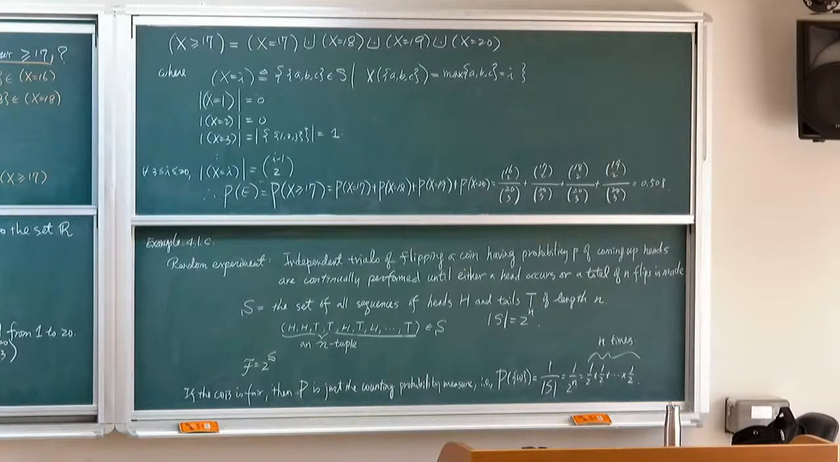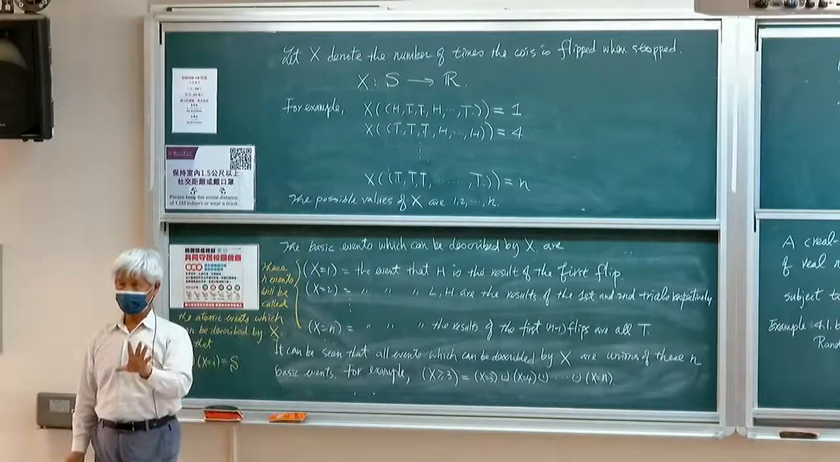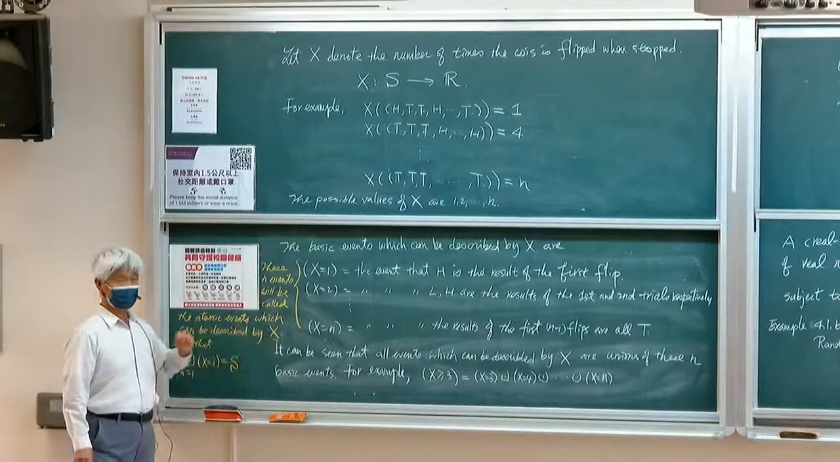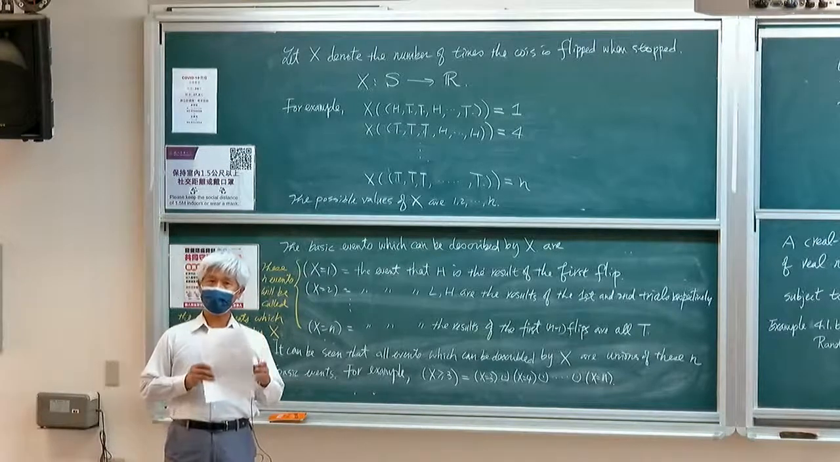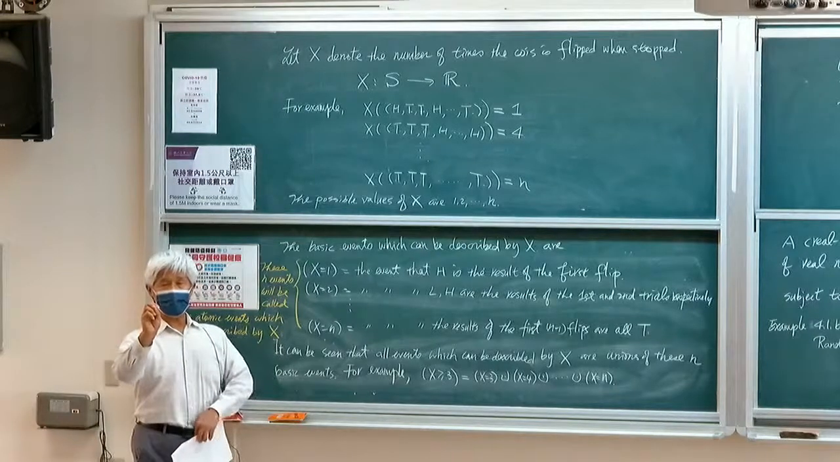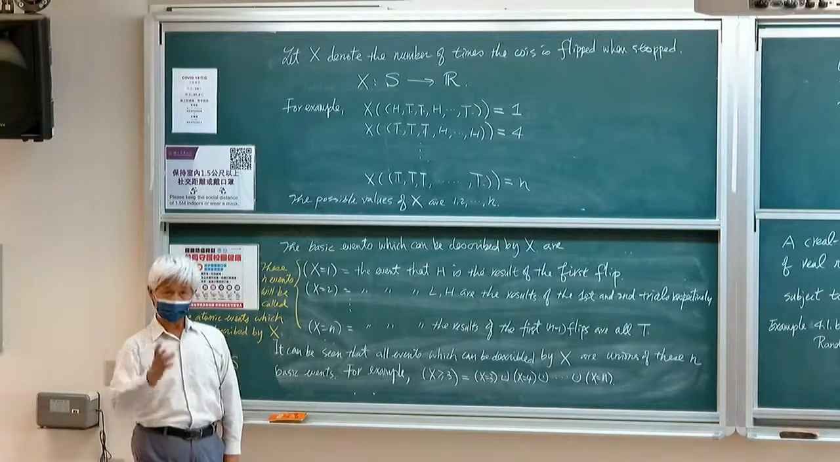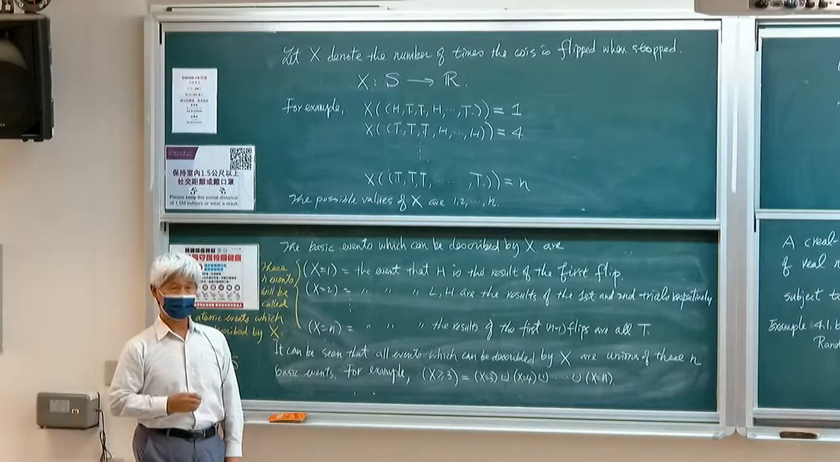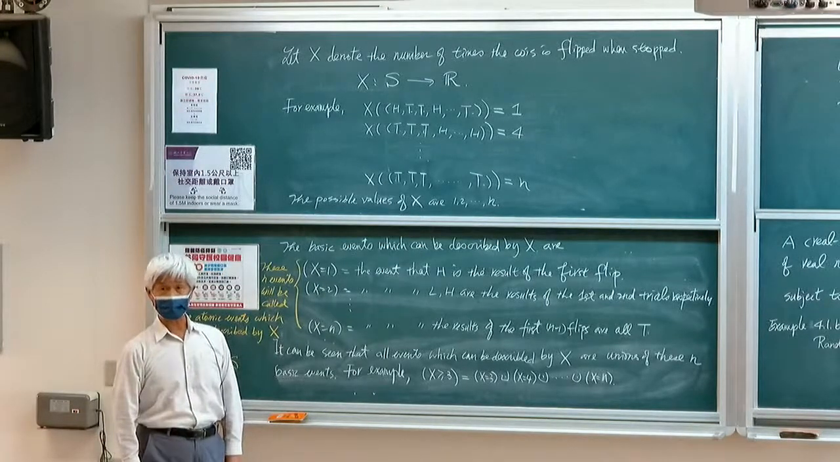Okay, so let's go back to our discussion. As I just said, these are the atomic events described by X, by the random variable X. So you can see that if you observe an outcome through a measurement, then some details will be hidden, because you only see one feature, one characteristic of the outcome. But the outcome may have many different characteristics.